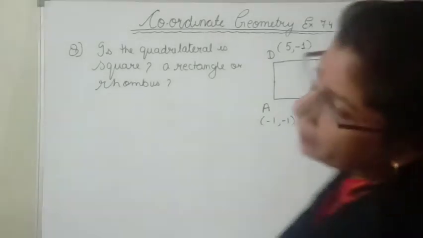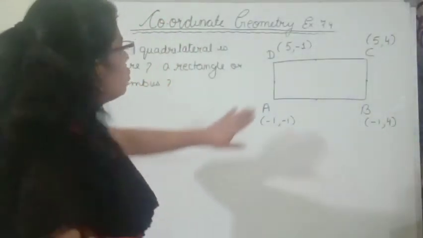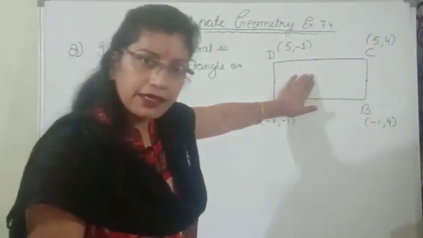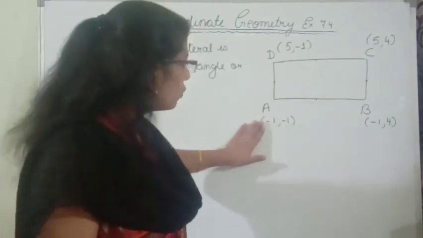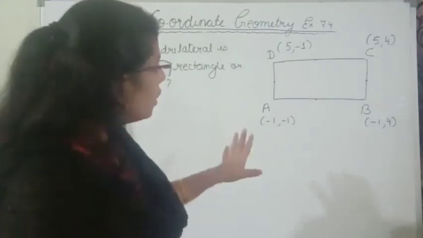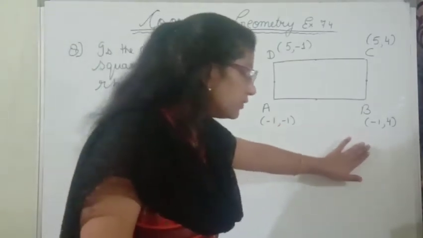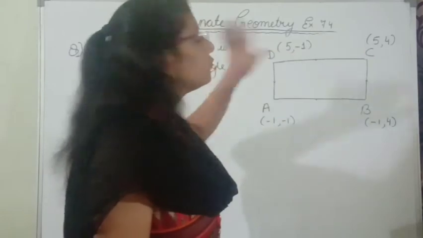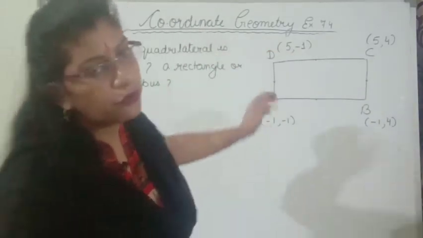Now the question number 8 is given to you. What is the question number 8? ABCD is a rectangle. This is given to you, and the coordinates of all 4 points A, B, C, D are given to you: (-1, -1), (-1, 4), (5, 4) and (5, -1). These are the coordinates of the 4 vertices.